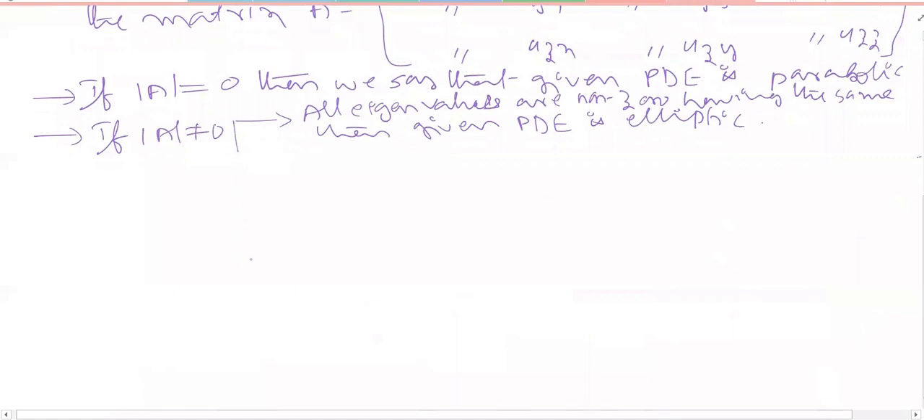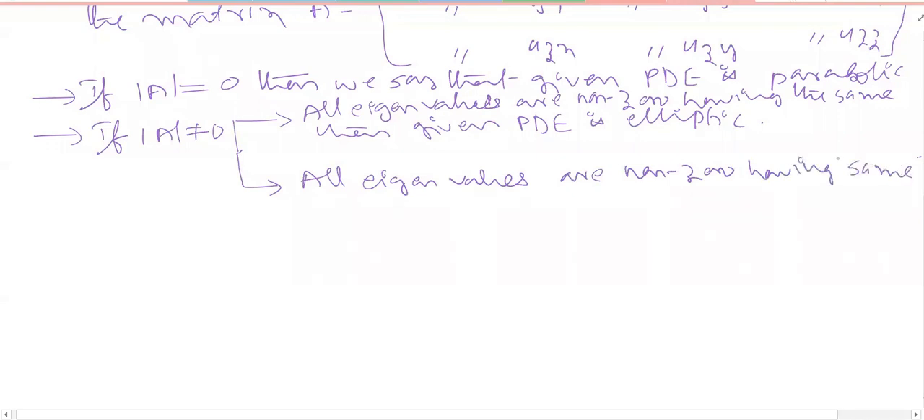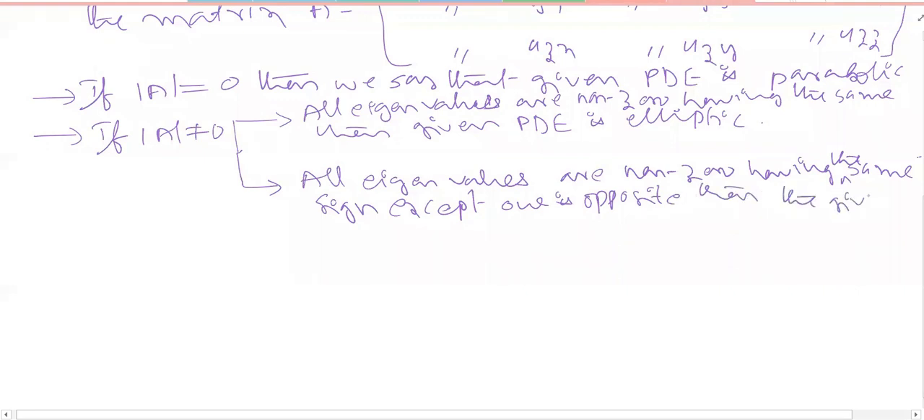If all the eigenvalues are non-zero, having the same sign except one, for example 2, 3, 4: any one, either 2 or 3, or minus 3, 2, 3 or 4, whatever the value has the opposite sign except one. In this case, the given partial differential equation is hyperbolic.